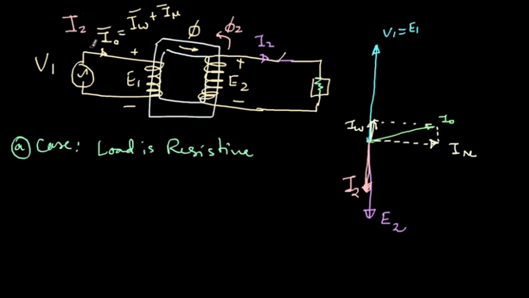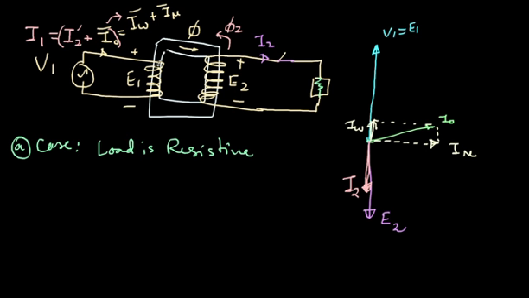So let me draw that additional current here, I2 dash. Now that additional current I2 dash, when I add to the original current I0, is my final current I1. So I1 is I2 dash plus I0, and this I0 itself is IW plus I mu. Now, what is the magnitude of I2 dash?